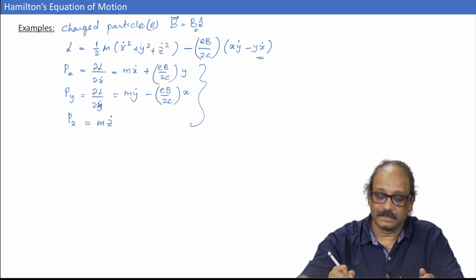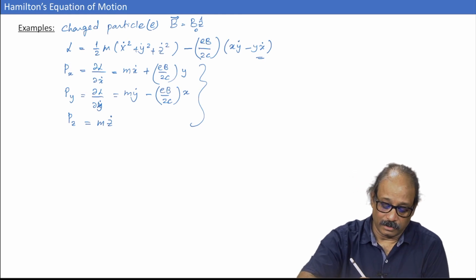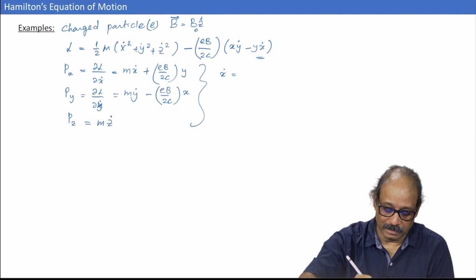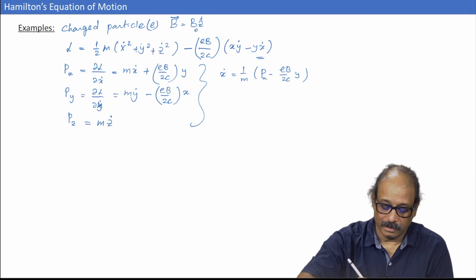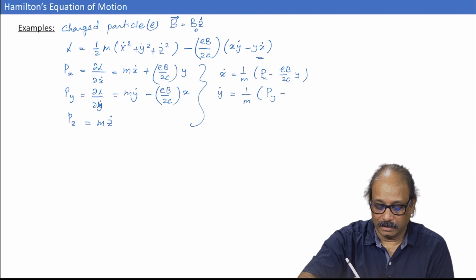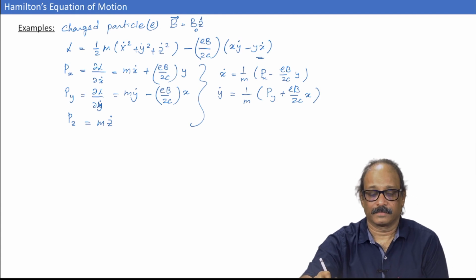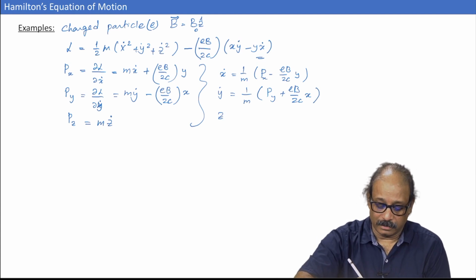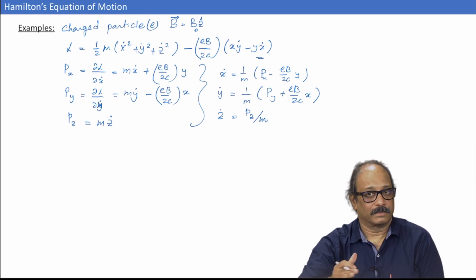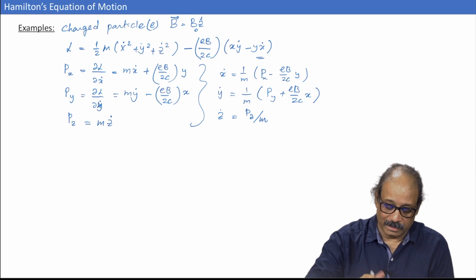We can invert all these relationships very easily. So, your x dot is nothing but 1 over m times p_x minus e B by 2c times y, okay, and y dot is 1 over m times p_y plus e B by 2c times x, and z dot is p_z by m. Okay. So, we have calculated all of this. Now, let us calculate the Hamiltonian.